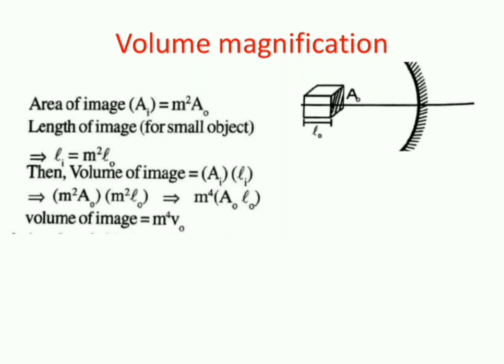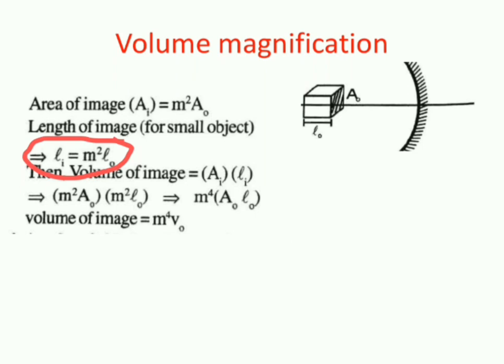Okay, look at volume magnification. Look at the object. A three-dimensional object is placed. Let it be a cube. We have taken a cube in this case. Side is L0, and L0 is parallel to the principal axis. If the length of the object is L0, what will be the length of the image? M square times L0.